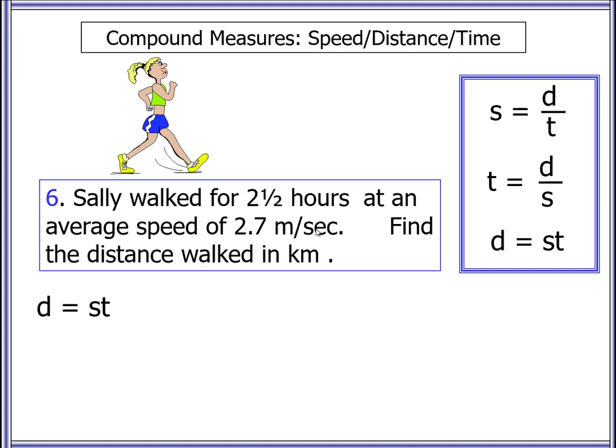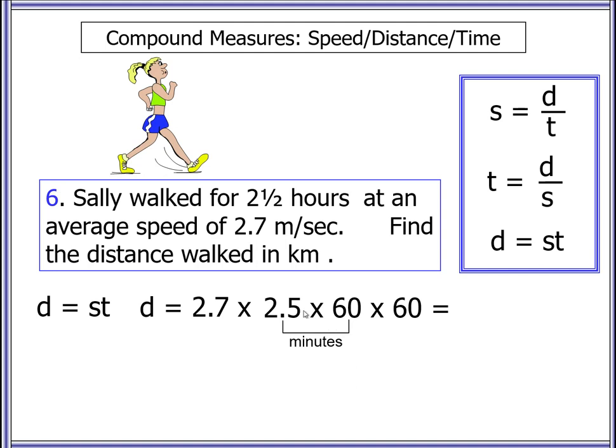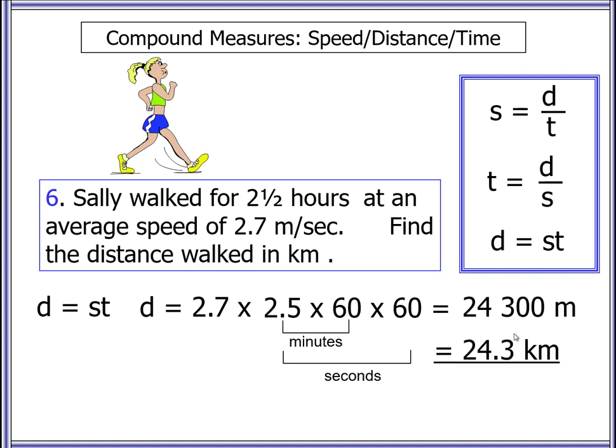So to find out how fast she's walking in an hour, we've got to multiply that by 60, because there's 60 seconds in a minute, and then we multiply it by 60 again because there's 60 minutes in an hour. And when we work that out, we get 24,300 meters. The solution's got to be in kilometers though, so to convert meters to kilometers, divide by 1,000, so you get 24.3 kilometers. Okay, moving on.